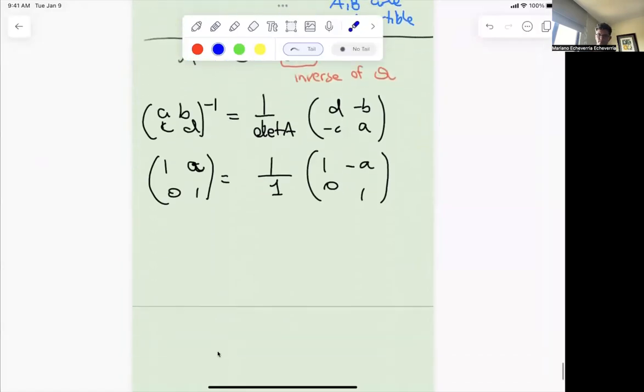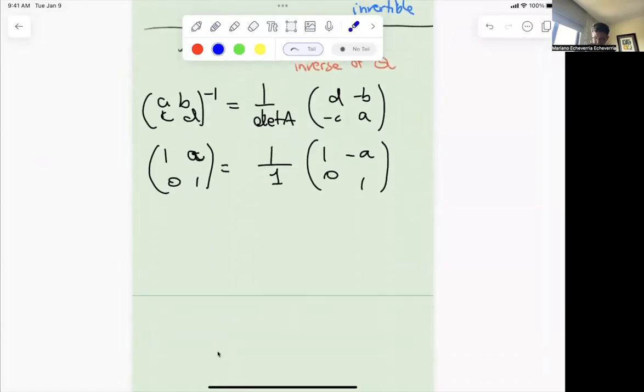Yes, but why is the determinant of A equal to 1? Well, the determinant is the product of the diagonal, which is 1 times 1, and then this one gives you 0.